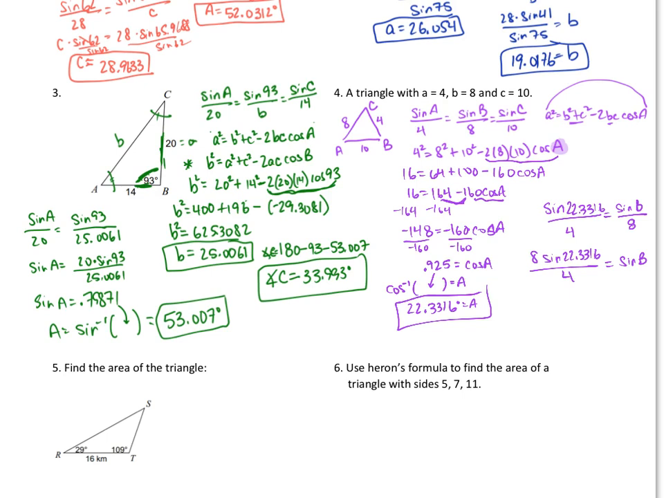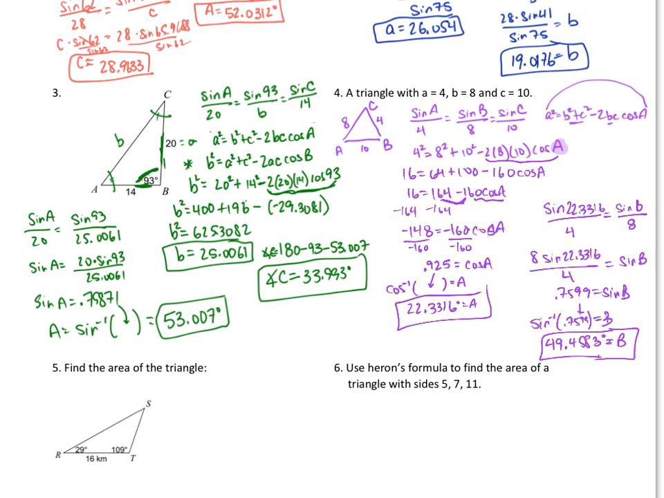So we can work this out on our calculators. 8 times the sine of 22.3316. Divide that by 4, and I will get 0.7599 equals the sine of B. So to solve for B, I would have to take the inverse sine of 0.7599. So the inverse sine of that, putting this in my calculator, I end up with 49.4583 degrees is what B is.